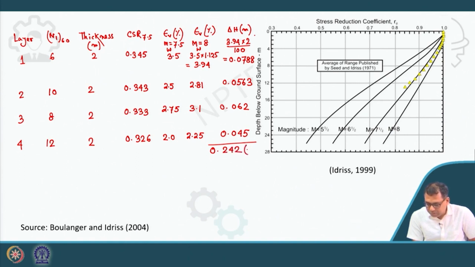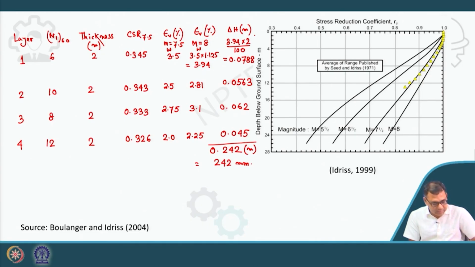So if I add them, I will get 0.242 meter, or 242 millimeter. So this is the saturated sand. You can see that the settlement will be more compared to the dry one, with whatever soil parameters I have taken. So this is the settlement for saturated sand, 242 millimeter. Okay, so this is the end of this settlement of sand part.